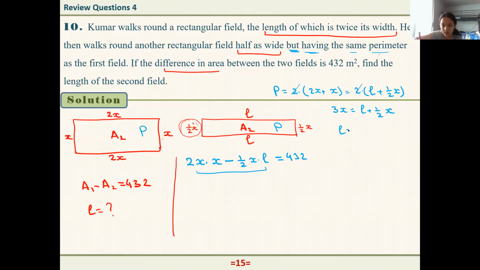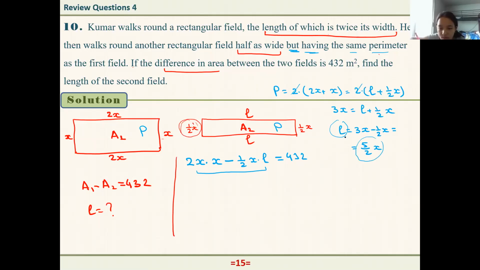Now to find L, we should just take this to the left-hand side, or subtract half of x from each side. Now here we have 3x minus 1 over 2x. Shahina, what is 3x minus 1/2 x? 2 and 1/2 x. 2.5, right? That is equal to 5 over 2x, because 3 minus half means 2.5, and 2.5 is 5 over 2. So now we have a relationship between L and x, how they are connected to each other.